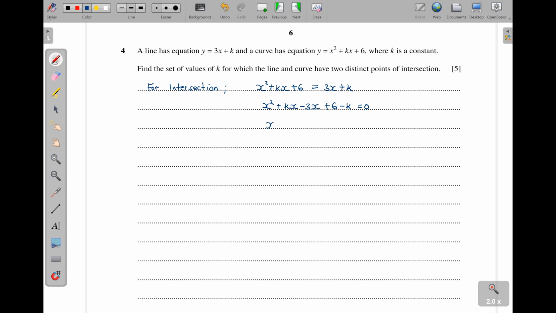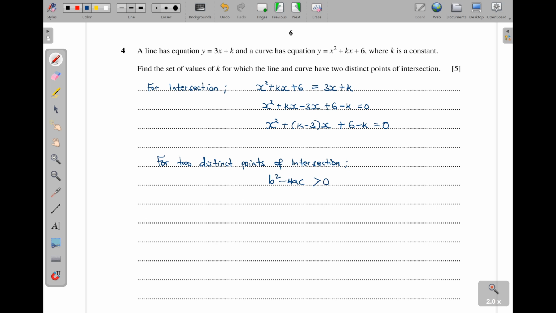So I can simplify it and say x squared plus, the coefficient of x here is going to be k minus 3, factorize out the x, then plus 6 minus k, which is equal to 0. And then for two distinct points of intersection, we know that b squared minus 4ac has to be greater than 0.